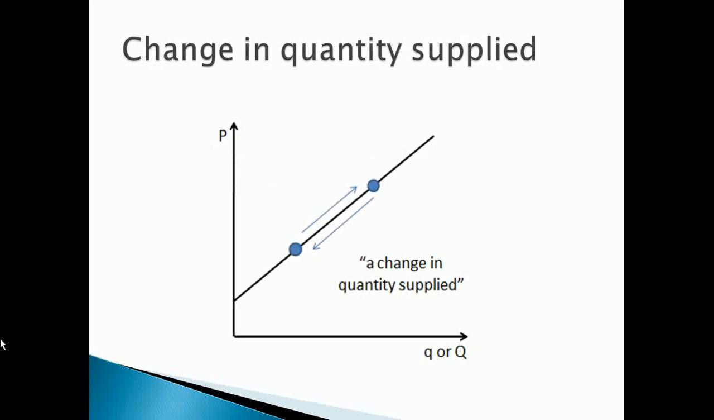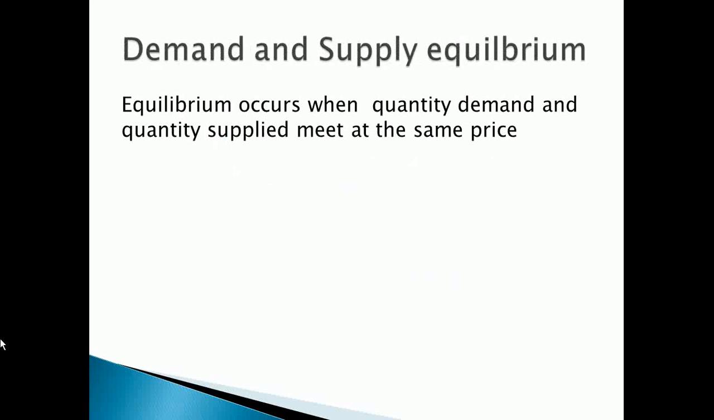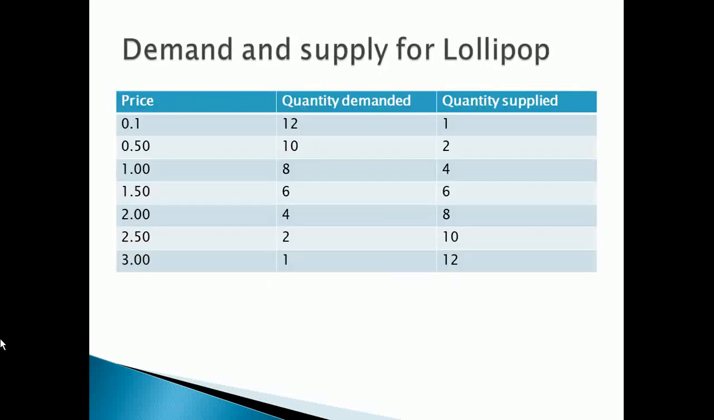Now, when we look at this table and we look at price 1.50, we will see that the quantity demanded is 6 and the quantity supplied is 6. That is the only price at which both the quantity demanded and the quantity supplied equate. This is obvious in the graph that has been plotted. We can see that at price 1.50, the quantity demanded is 6 and the quantity supplied is 6. This is what we call demand and supply equilibrium.